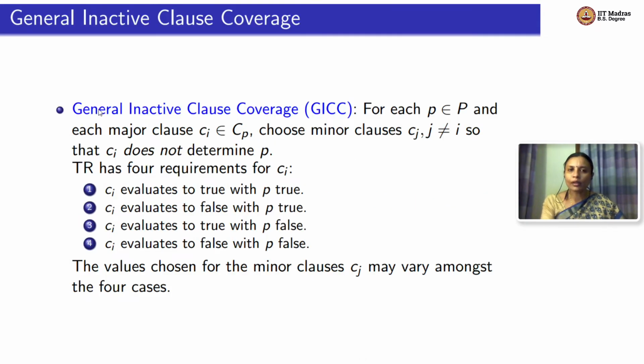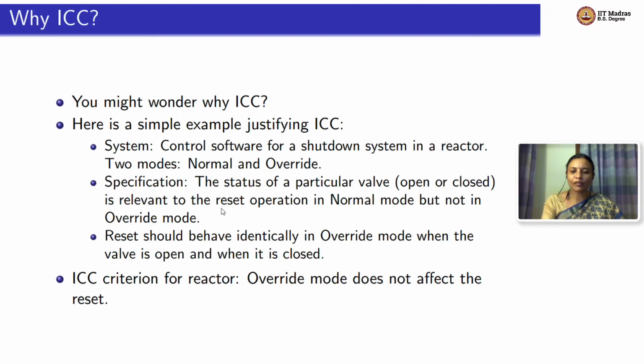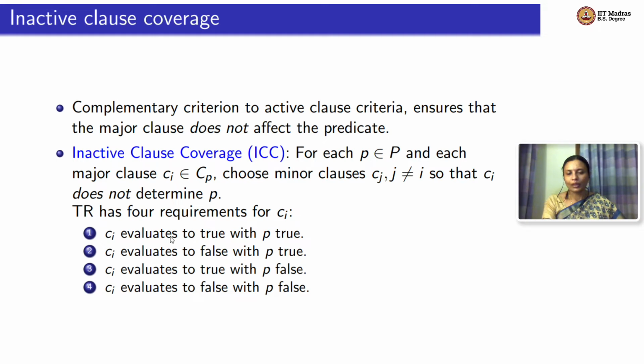So, what is general inactive clause coverage? GICC. Take a predicate, take a particular clause in a predicate called major clause, choose minor clauses such that the major clause does not determine the predicate. This is the same as this definition here. This first part is the same. Take a predicate, take a major clause, choose minor clauses such that the major clause does not determine the predicate.